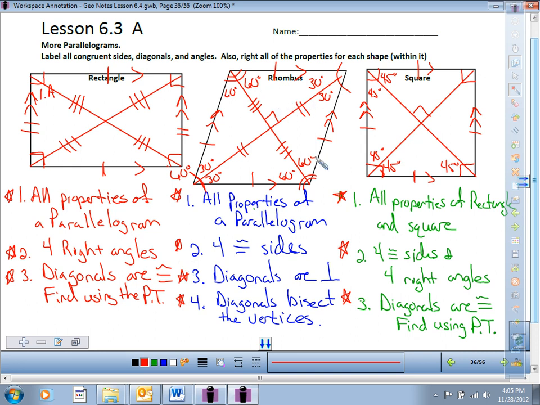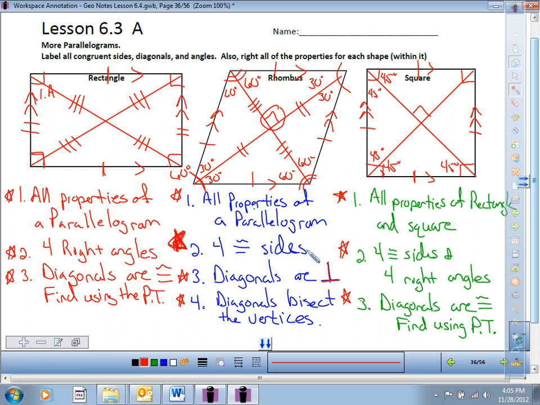For a rhombus, here's all your symbolism, and here's your four properties. All properties of a parallelogram, because it is a parallelogram. We have four congruent sides. That's the number one thing that sets it apart from a regular parallelogram. The diagonals are perpendicular. That's what that means. The upside down T is perpendicular.